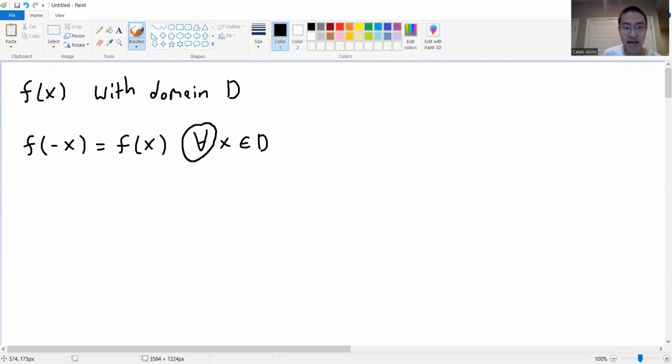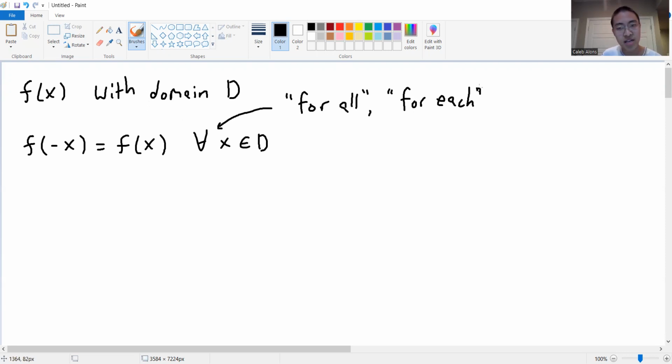here's a quick explanation of what this is. If you see this upside down capital A symbol, you can read that as for all, or sometimes they say for each. So for each, for every, for all, basically for all values of x. And then this symbol right here is the word in. This is a slightly more common symbol, you might have seen that one before. So for each value x that you can find in the domain of f, which we call D, this is true.